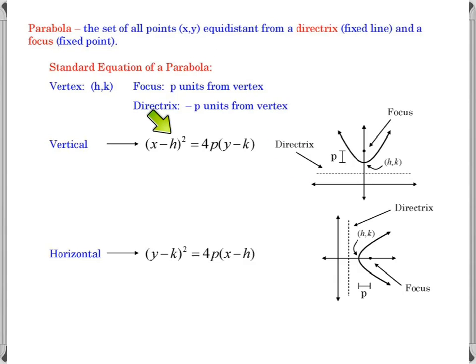But if I have a vertical directrix, I have an x squared term, and I'm looking for this thing where I have this p value attached to y. So 4 times p is going to be the distance from the vertex to the focus and from the vertex to this line of the directrix. And that's going to help me graph these as I move forward.